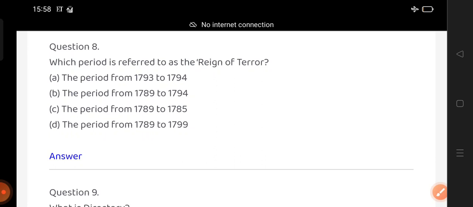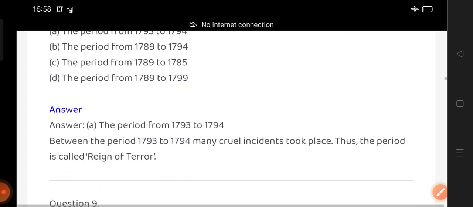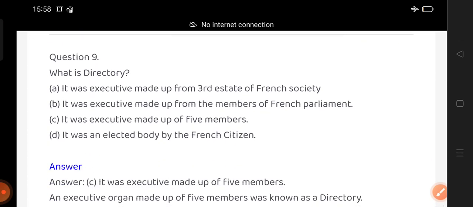Number 8. Which period is referred to as the Reign of Terror? You already know the answer, so counting begins directly. 1, 2, 3, 4. Answer is option A. Now let's move to the next question.